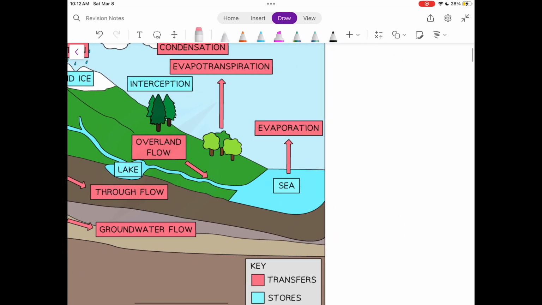So the first one is evaporation, and the definition for this is the transfer of water in a liquid state to a gas. And you can also use water vapor here as well.